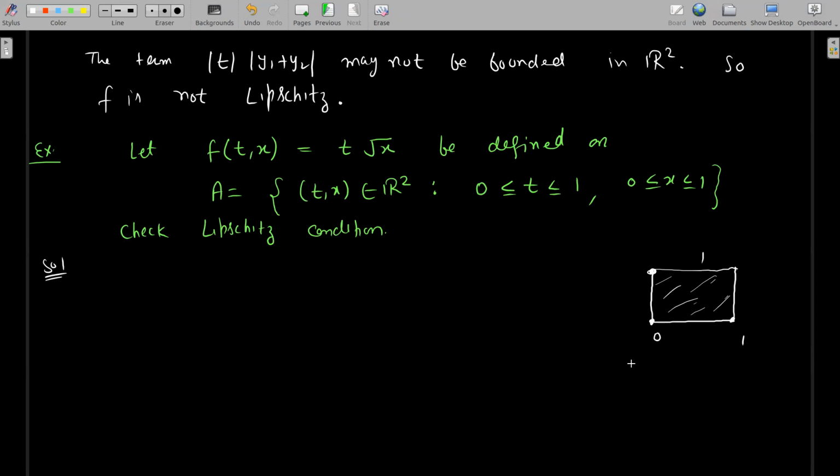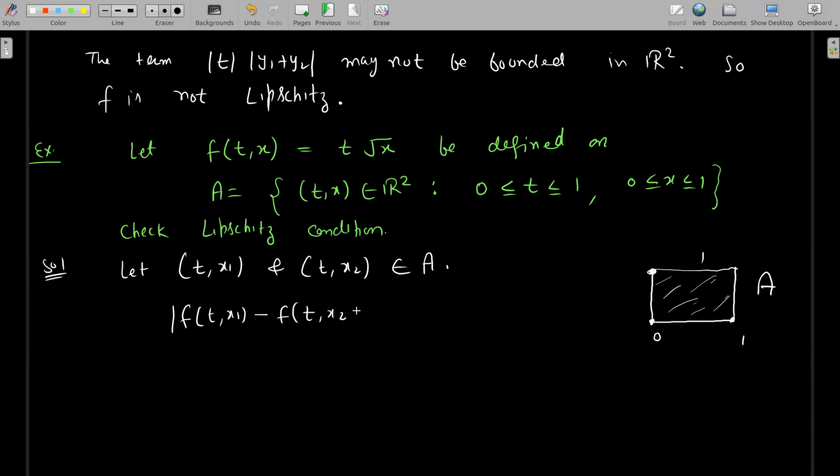So in this region you need to check this condition. Take two points (t, x1) and (t, x2). So this is my region A. In A, you compute the difference f(t, x1) minus f(t, x2), which is t square root of x1 minus t square root of x2. So you can write t outside and you get square root x1 minus square root x2, but here you need x1 minus x2.